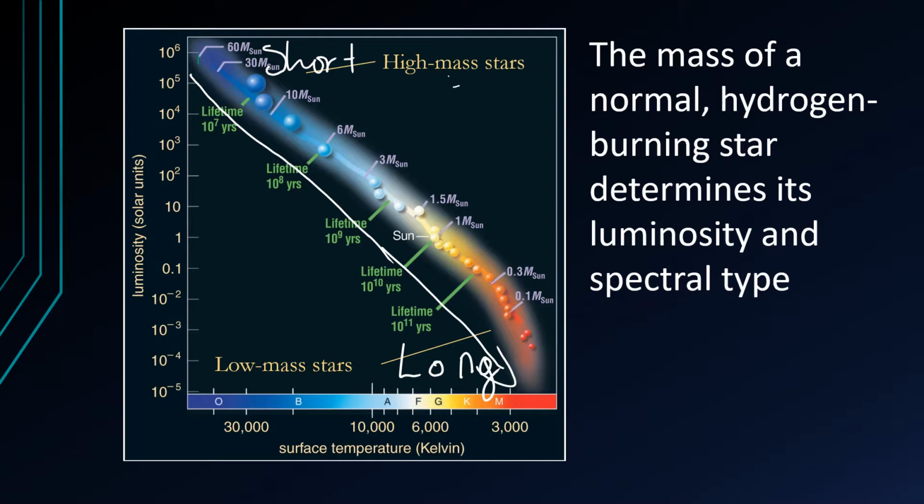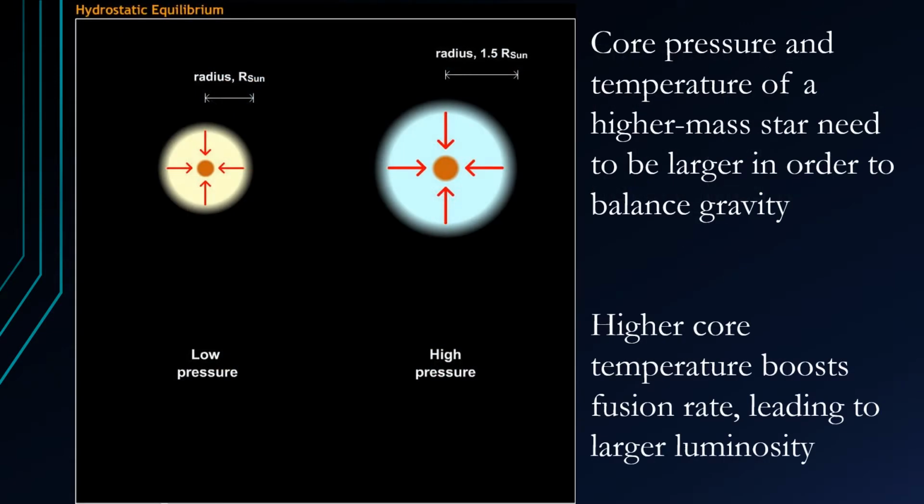And so as we go down, lifetime increases because high mass stars burn out faster. But this also brings us to the concept of hydrostatic equilibrium. The bigger that star is, the more pressure there's going to be on the core. So core pressure and temperature of a higher mass star needs to be larger to balance the gravity.